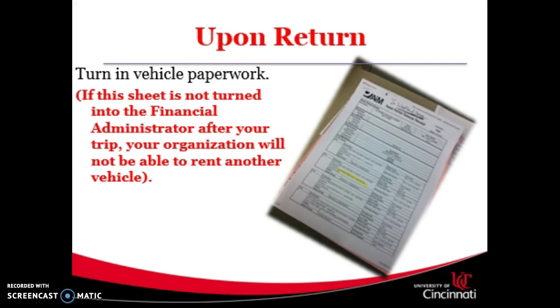When you pick up your vehicle, you will be given paperwork from Transportation Services. It is your responsibility to turn this paperwork back in to SALD, financial administrators, at most 3 days after your trip. If you lose or forget the paperwork given to you, you will have to contact Transportation Services to get copies. If this paperwork is not turned into the financial administrator, your group will not be able to rent another vehicle until this paperwork is received. No exceptions. If lost, it is the organization's responsibility to contact Transportation Services to get a copy.